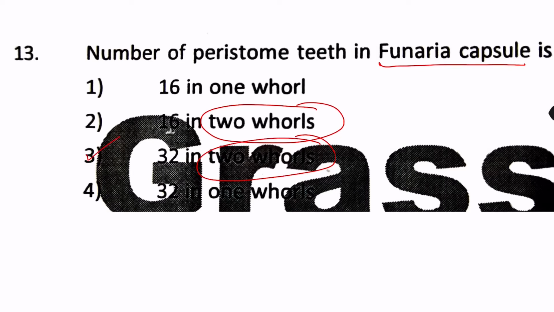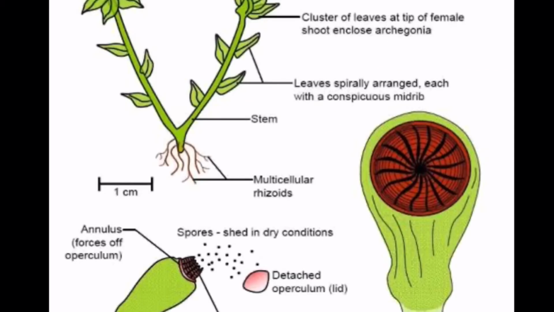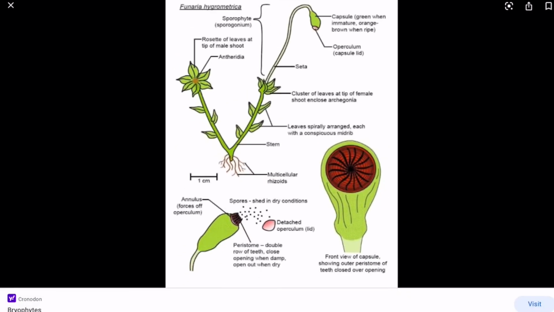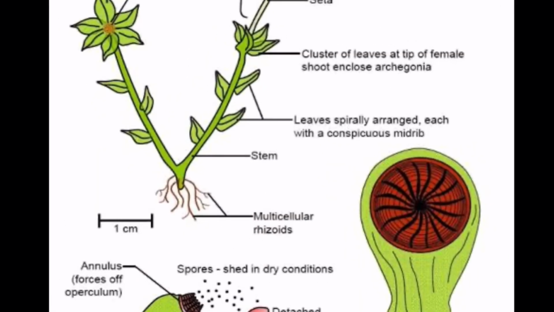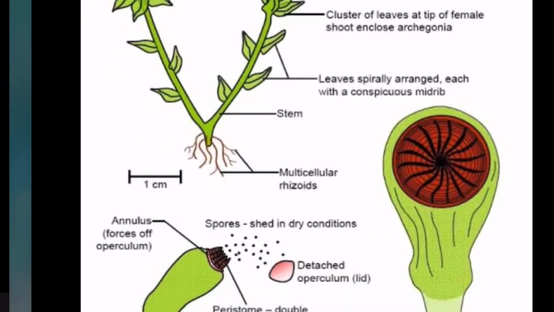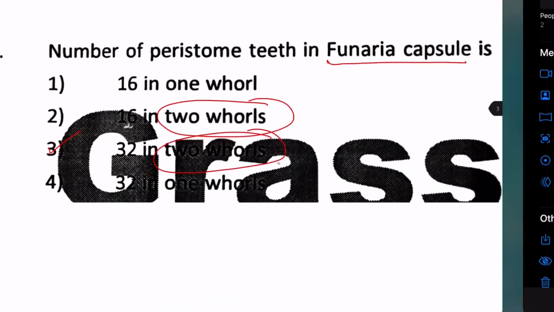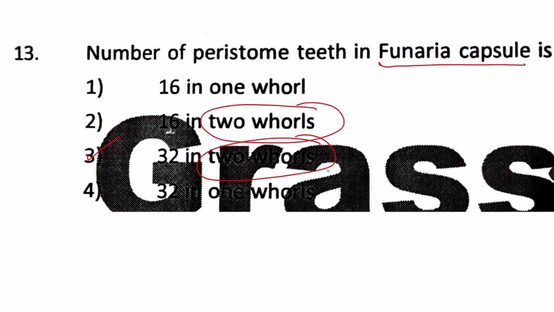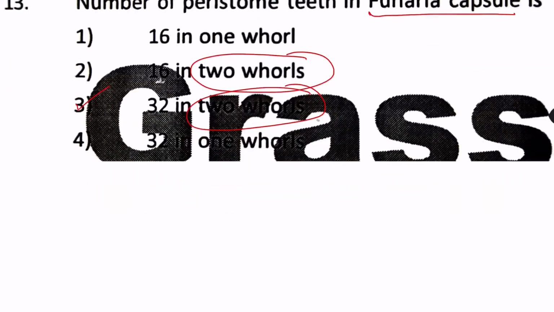Let's see a picture related to it. So here we have a picture of the Funaria capsule, and we can see these are the teeth, and they are present in 2 rows. One, the inner row, and the outer row is present, and they are actually 32 in number. Okay. Next question.